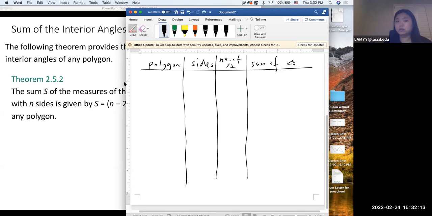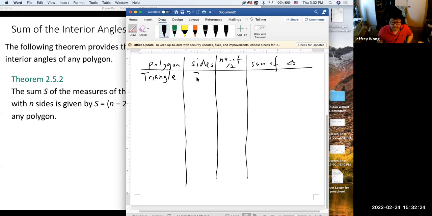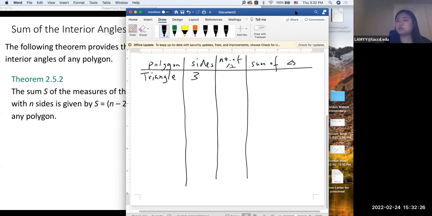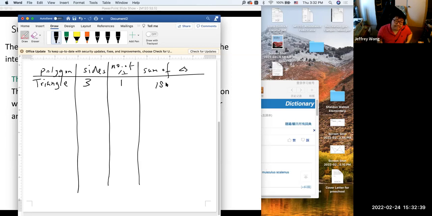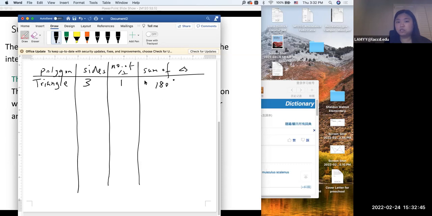Okay, I'll show you guys the first one. Triangle. How many sides do we have for the triangle? 3. Number of triangles? Only 1, right? So what is the sum of the interior angles for the triangle? 180. Good. So you could say one triangle, we multiply it, equal to 180.